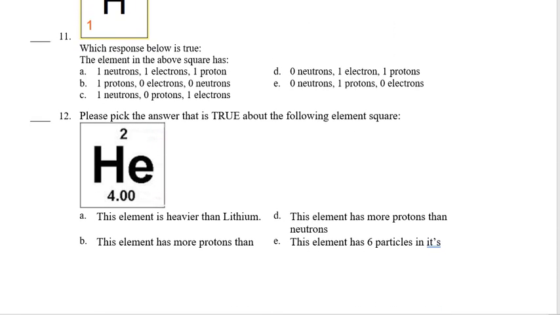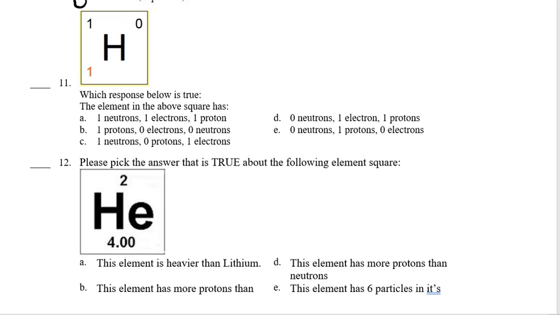Okay, so which response below is true? Well, this has 1 proton. It has 0 neutrons because the mass number is 1. As far as electrons are concerned, it has the same number of electrons as protons, so I must have 1 electron. They add up to 0. So this element above is going to be 1 0 1. 1 neutron, no, has no neutrons. 1 0 1, 1 proton, 1 electron, and no neutrons. It looks like D.